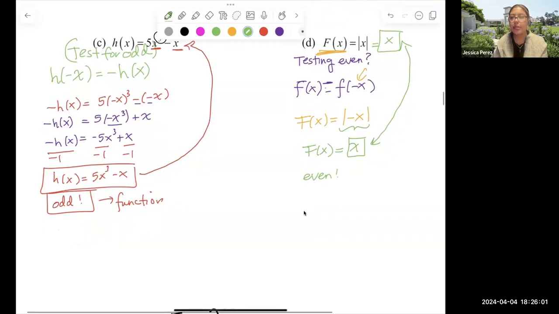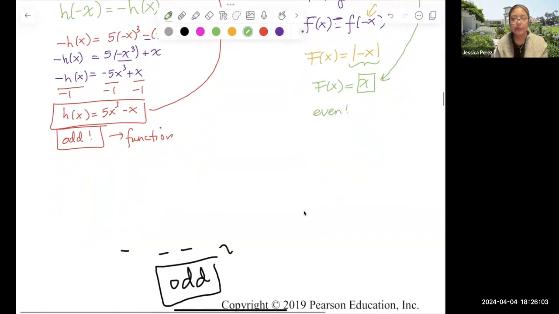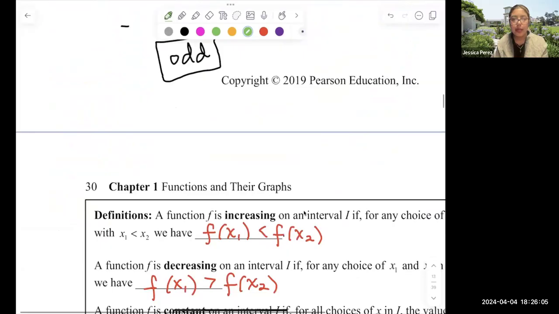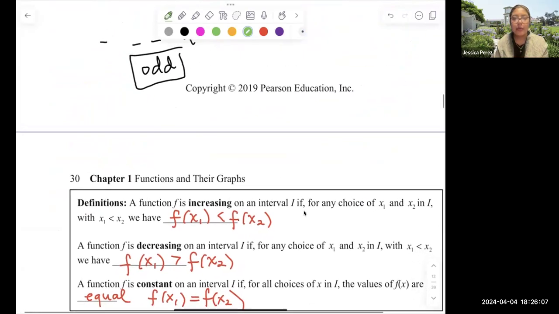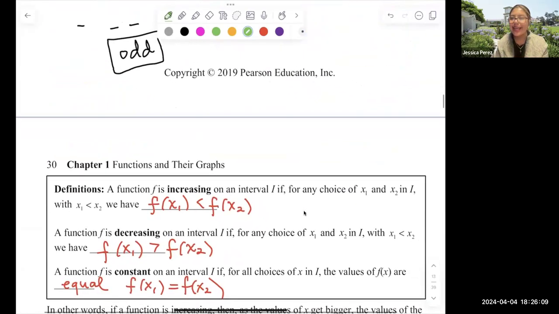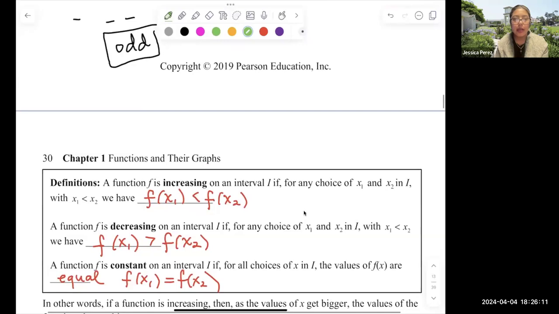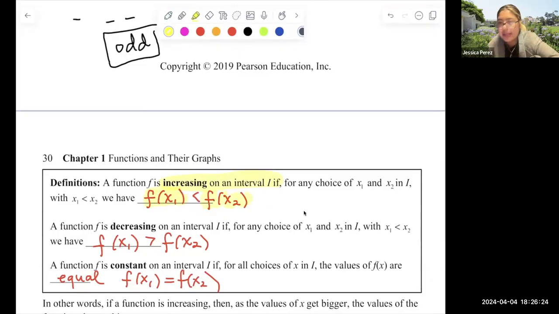Okay, and then I'm going to scroll down. Let's talk about what it means to be increasing and decreasing. Let's talk about the definitions. So a function f is increasing on a particular interval I if the value f of x1 is less than f of x2.